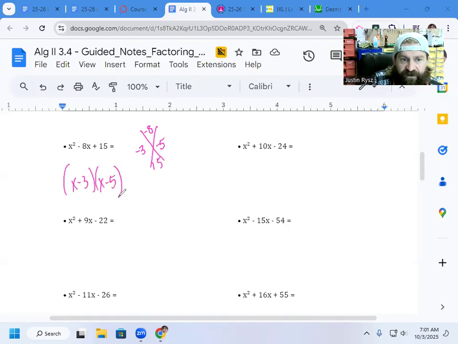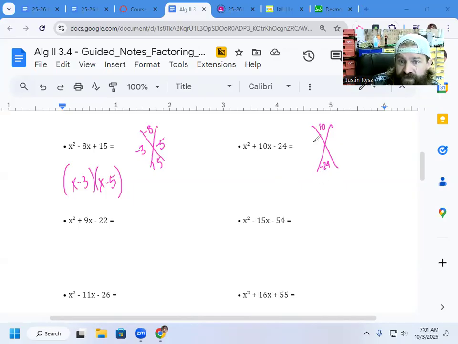If you feel like you guys have this, pause the video at any time. Try to do them on your own and check your answers here. All right, next: multiplies together to get negative 24, adds together to get positive 10. Alrighty, so 24 is, let's see, 1 and 24, 2 and 12, we got 3 and 8, we got 4 and 6, and that's kind of all of them.